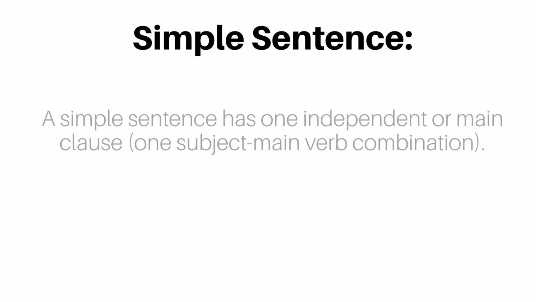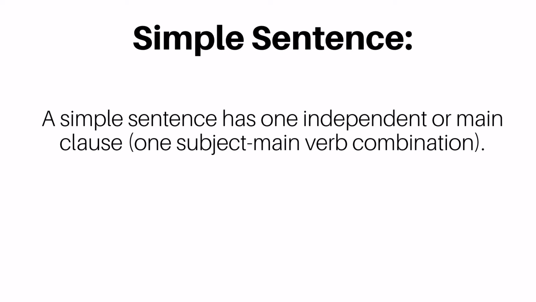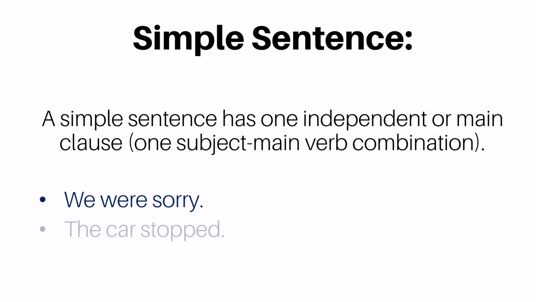A simple sentence has one independent or main clause, one subject, and a main verb combination. For example: we were sorry; the car stopped. In the first sentence, we can see a subject, an auxiliary verb, and a predicate, which is an adjective. We were sorry. The car stopped.